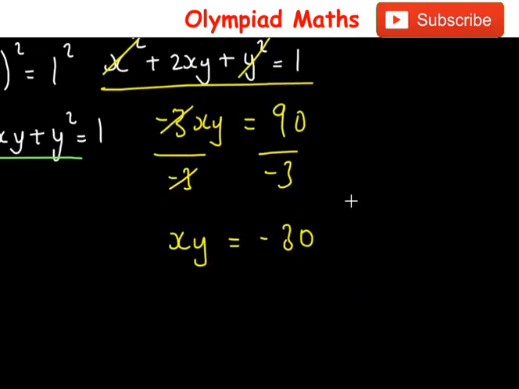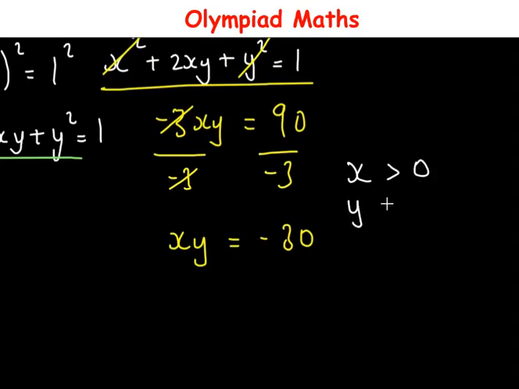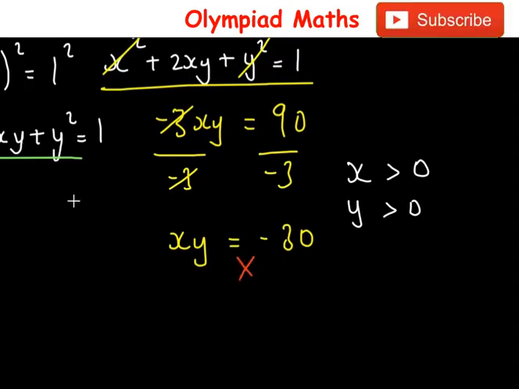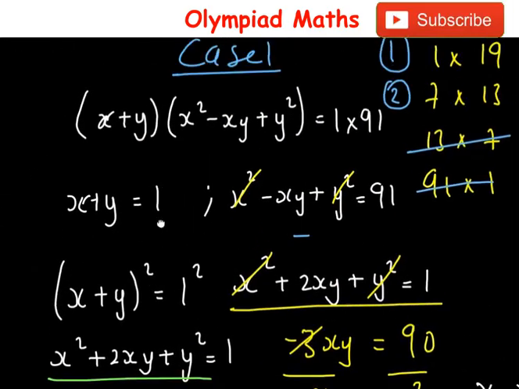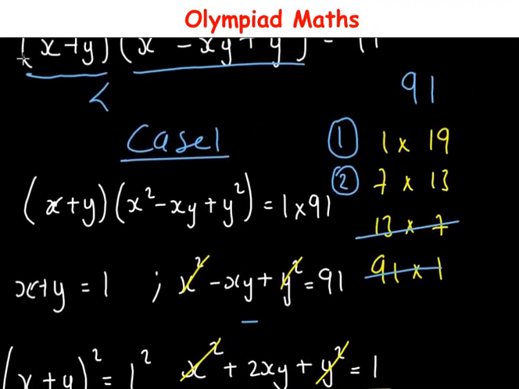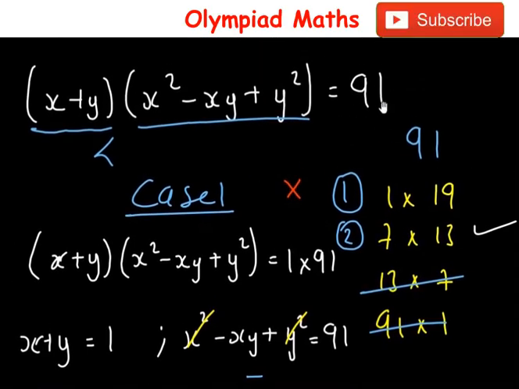And by the way, bear in mind that the value of x and y should be greater than 0. Now looking at this right here, the product of two positive values cannot give us a negative answer. So this means that we cannot work with this right here, okay? So definitely for case 1, we cannot work with case 1. We are going to work with case 2. So for case 2, we have 7 times 13 to replace 91.